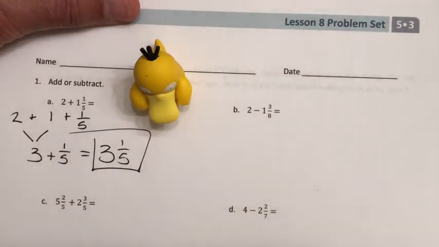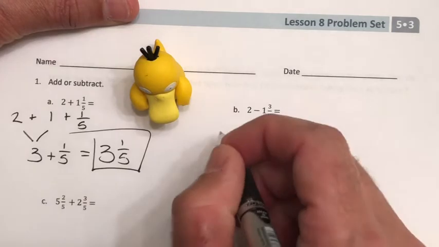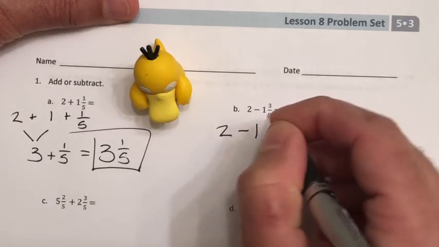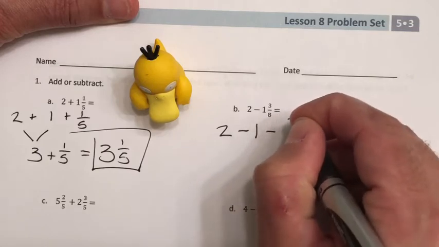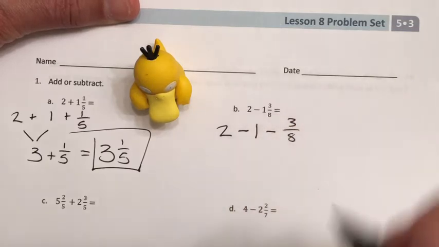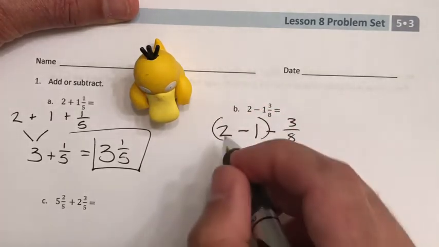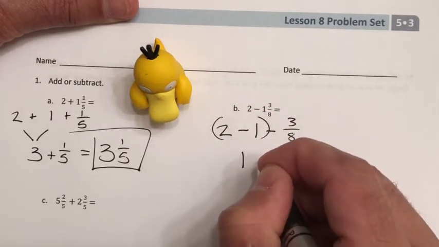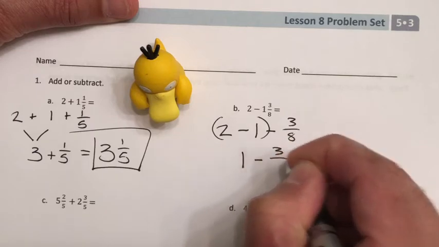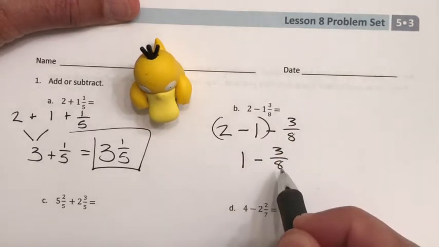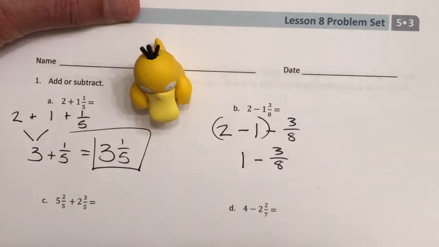All right, let's take a look at number 2. Subtraction can be a little bit trickier. Same idea, this is the same thing as saying 2 minus 1 minus 3/8. I'm going to do what I know how to do first. 2 minus 1 is 1 minus 3/8. You're probably thinking, wait, this is a whole number and this is a fraction. How am I supposed to do that?